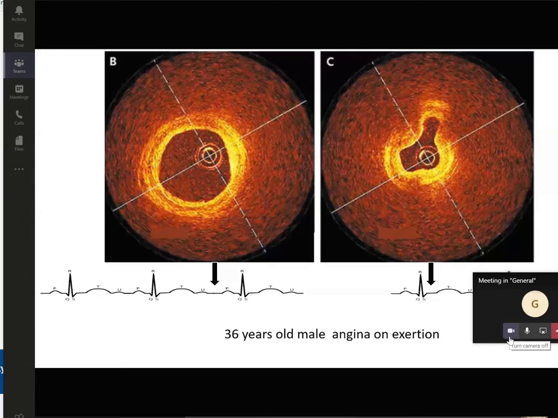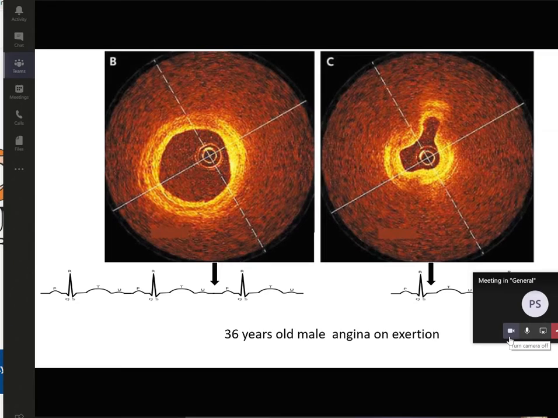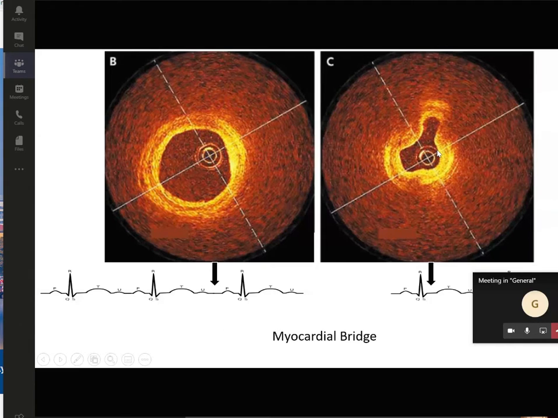Sir, this is a muscle bridge, sir. I am saying it is a stenosis. Sir, no, sir. According to the ECG, we can see during the systole the vessel is constricted, but during the diastolic period the vessel is not constricted. And also the OCT is not showing any attenuation. Otherwise there will be low attenuation, high attenuation in a lipid. So in the diastole there is no stenosis. In the systole there is a stenosis. Myocardial bridge.